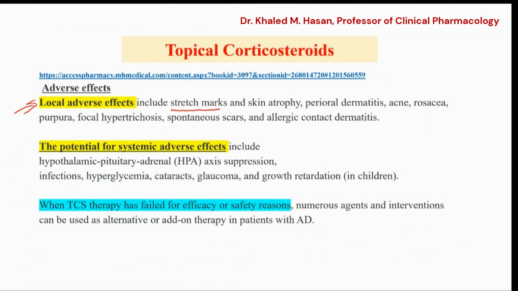We have it in our lecture. Retinoids, thank you. Cortisone causes stretch marks. Okay, so isotretinoin or tretinoin or adapalene could be used for treatment. Here they said local cortisone causes stretch marks and skin atrophy.